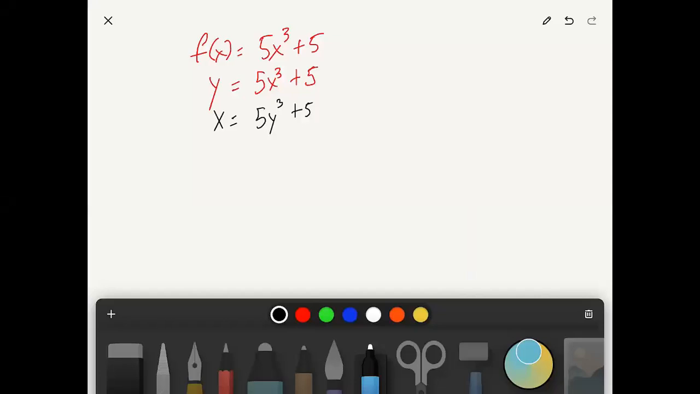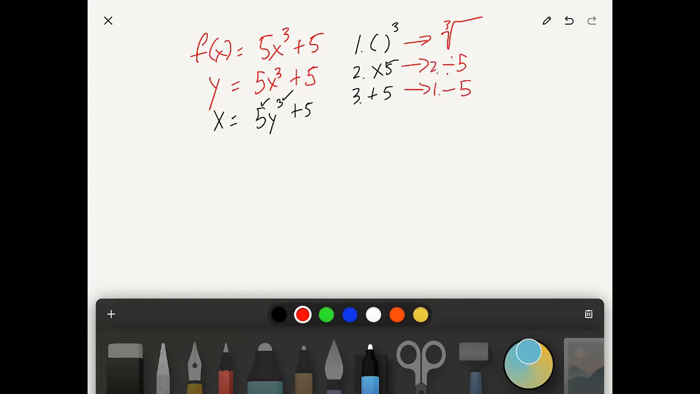Now, the first thing I'm going to do is say, according to PEMDAS, what's the first thing we're doing to the y? Well, we're cubing it. That's the first thing. The second thing, we're multiplying by 5, right? That's this. And then we're adding 5. So now we're going to do the inverse. The inverse of cubing something is taking the cube root, the inverse of multiplying is dividing, the inverse of adding is subtracting. We're going to reverse the order.